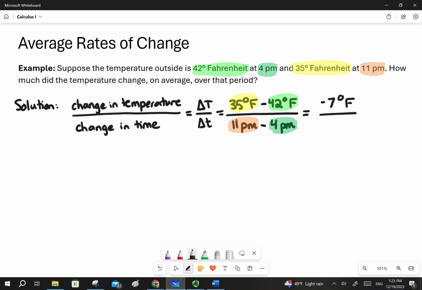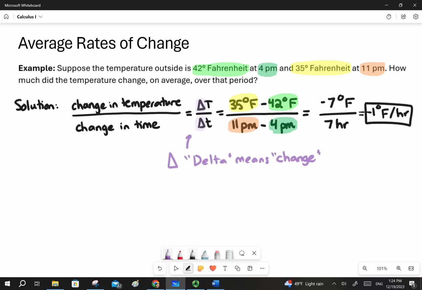And 11 p.m. minus 4 p.m., that's 7 hours. So this simplifies to negative 1 degree per hour. A few things worth noting about this process. First, in math, we use the Greek letter capital delta to indicate change, which is why I wrote delta capital T for the change in temperature and delta lowercase t for the change in time.